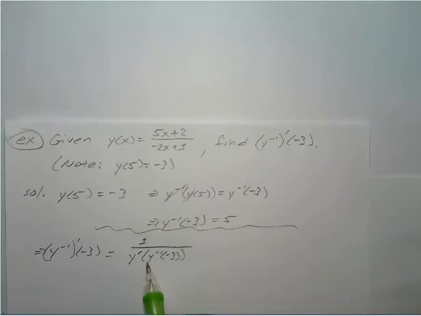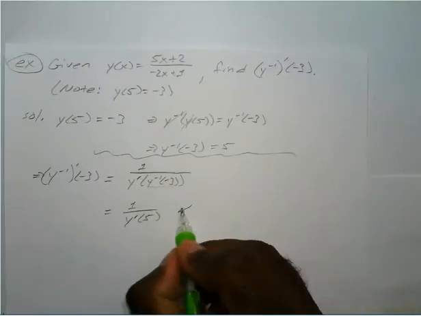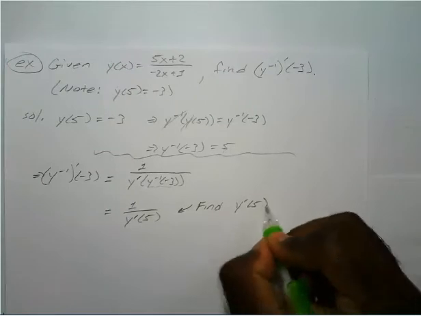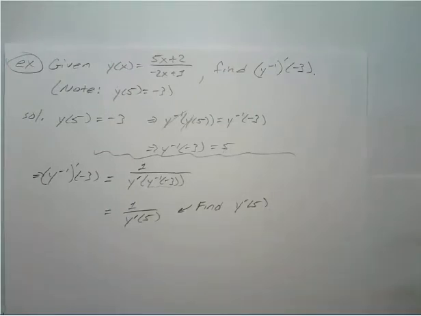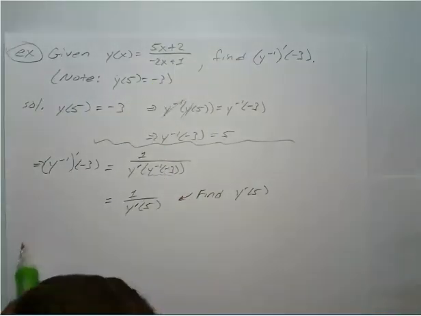Okay, so we know y inverse at -3 is equal to 5, so that's just going to equal 1 over y prime of 5. So just like before, we find y prime of 5. Alright, now this one, a little more work because you have to use the quotient rule.